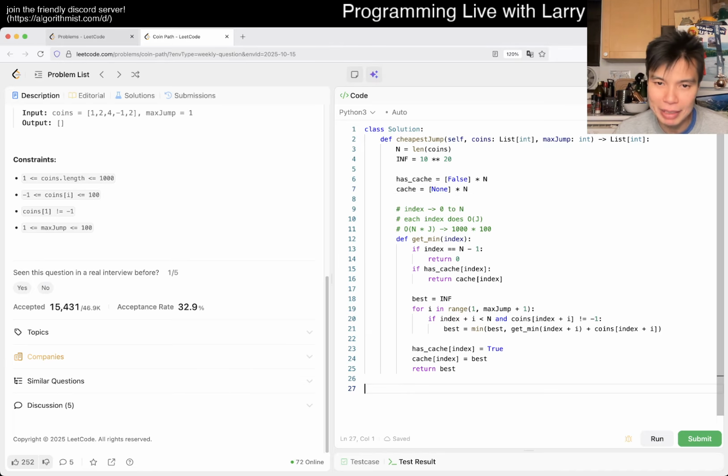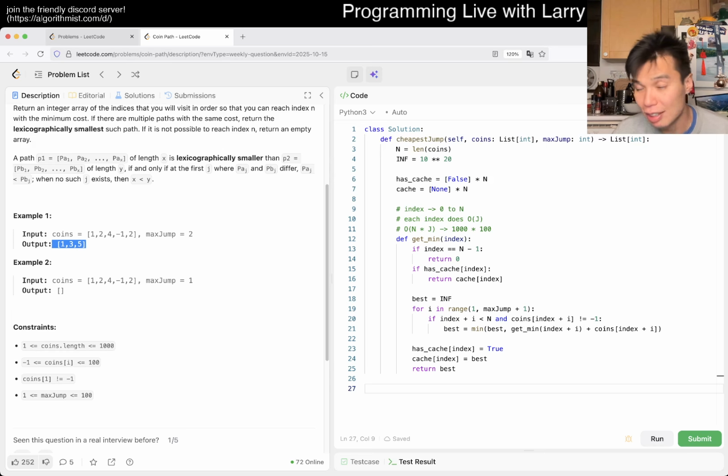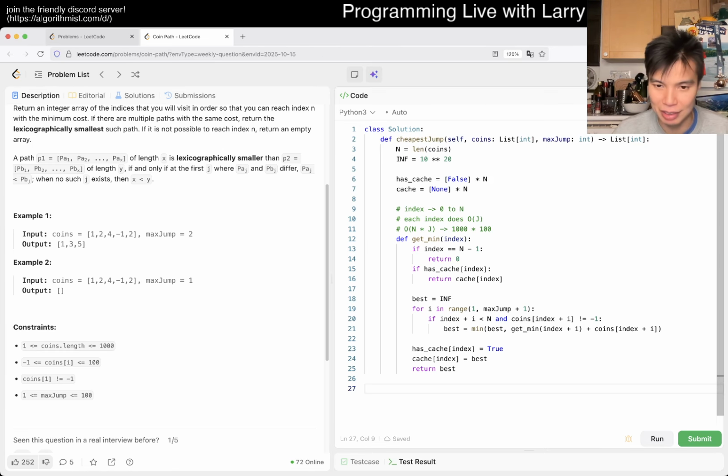Okay, but for this problem, we have to get the path reconstruction, right? And not just the minimum. So let's go, right? So, yeah, maybe we do like r is going to get min of 0.